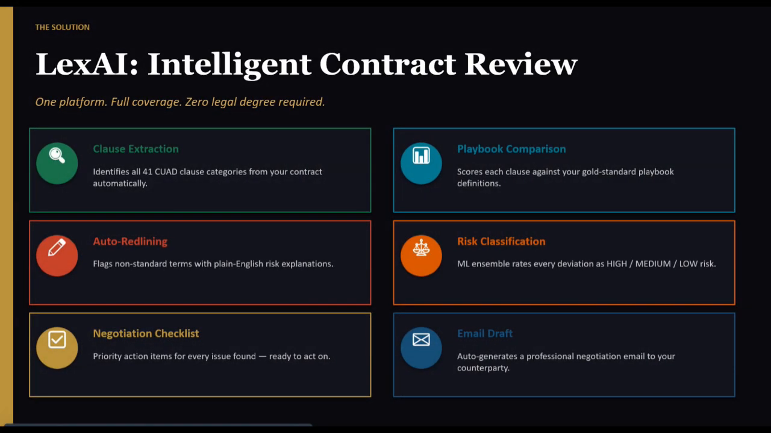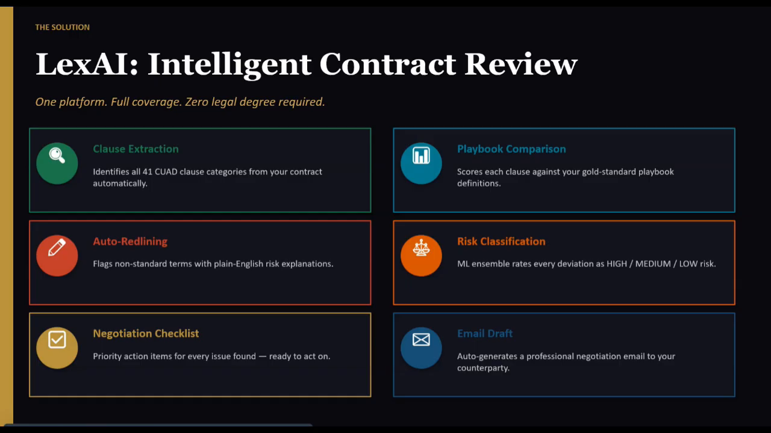Then let's look at the LexAI intelligent contract review. This is the solution, and it's one platform, full coverage, zero legal degree required. Clause extraction identifies all 41 CUAD clause categories from your contract automatically. And it also has a feature of auto redlining, which flags non-standard terms with plain English explanations. Then you have the negotiation checklist, which prioritizes action items for every issue found and ready to act on.